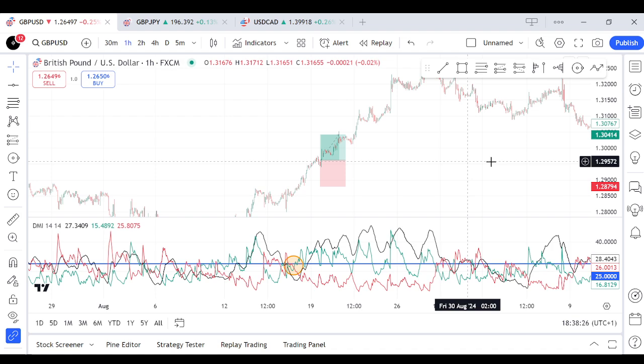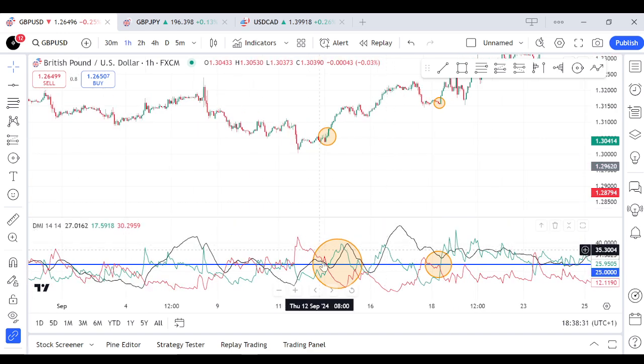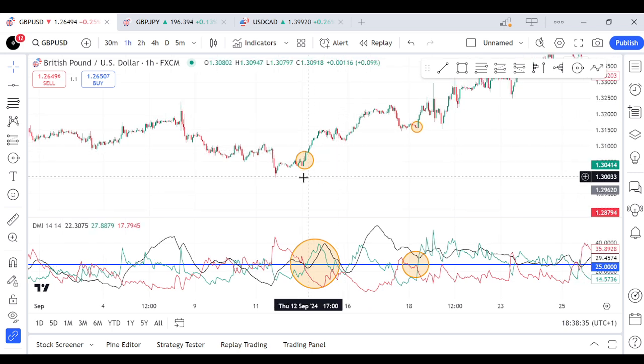Let me look for another example. You can see this cross right here, and the push above 25 to give us this bullish movement.